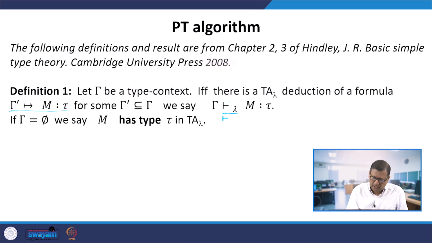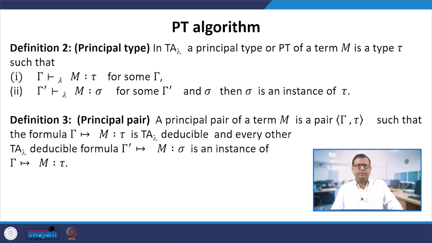This is represented in this notation, and this is different from this one. This is just saying this is a formula, and this is saying that there exists a deduction that M has type tau in a context gamma. And when the context is empty, that means it is an empty set, we say M has type tau in TL lambda, or when the context TL lambda is understood, we will simply say M has type tau.